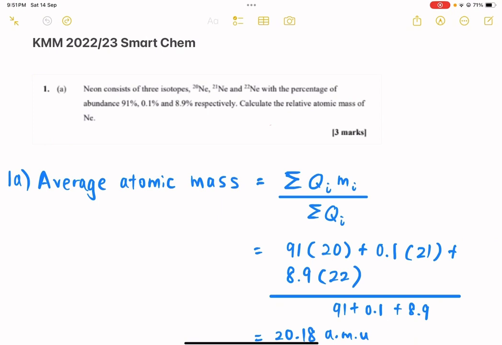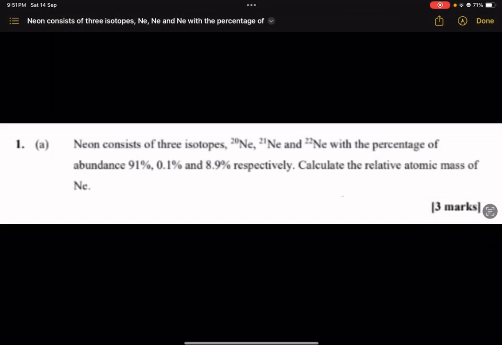So now I will be discussing the KMM 2022-2023 SMART CHEM. Okay, so now let's have a look at the question.